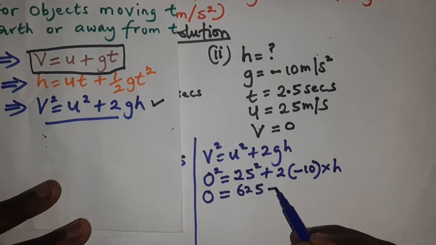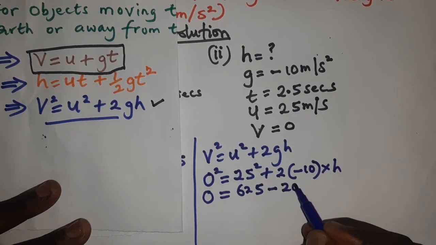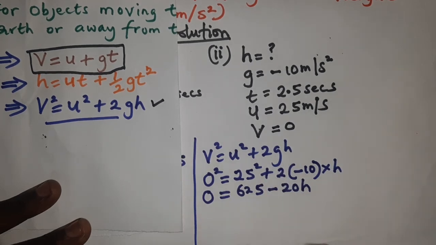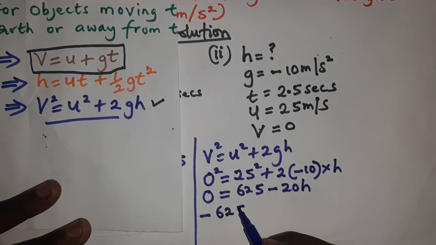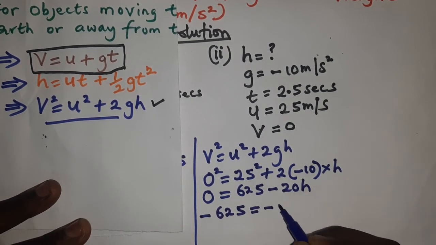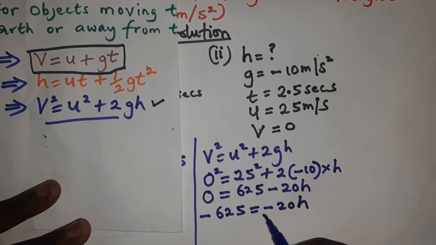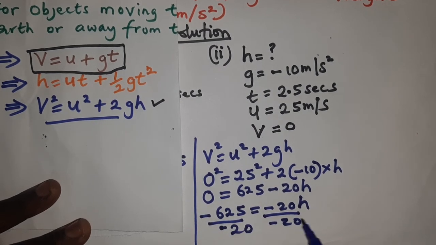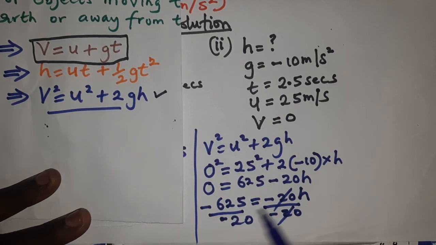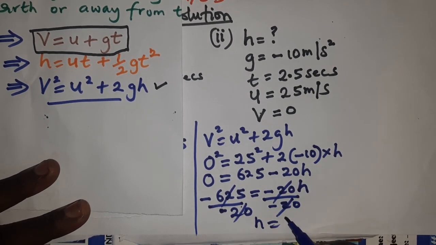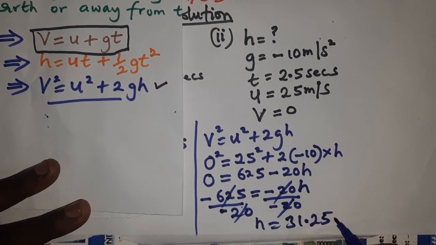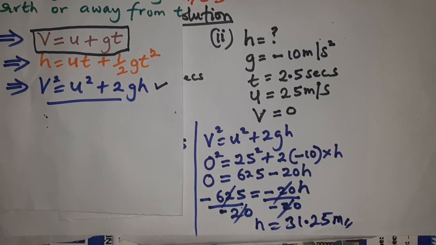Of course, plus times minus is minus. 2 times 10 is 20 times h, we have 20h. Then the 0 leaves, 0 is nothing. The plus 625 moves over to the left to become minus 625. So we have minus 625 on the left hand side equals only the minus 20h on the right hand side. So divide both sides by minus 20. So minus 20 cancels out minus 20. Then 20 in 625 will give us 31.25 actually. So your h will now be equal to 31.25 meters. So very, very easy. So that's just it.